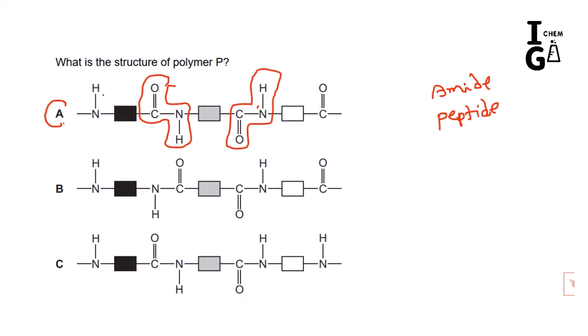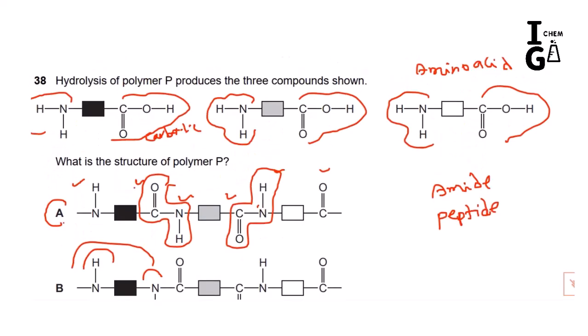Because if you check the terminals, here you have NH amino and CO acid, and this one amino and then acid, amino and acid. But if you check the second one, see guys, amino and amine. So this monomer is a diamine, and we don't have any diamine. We have three different amino acids.